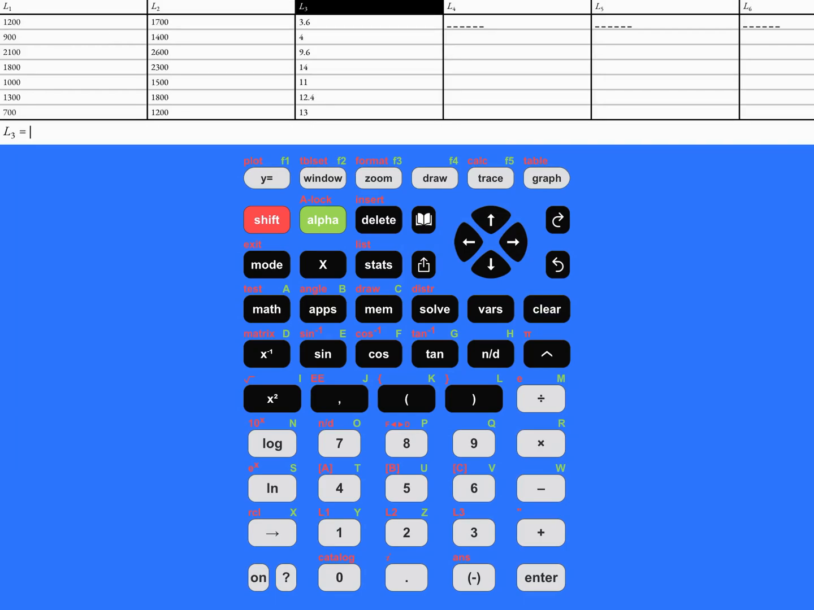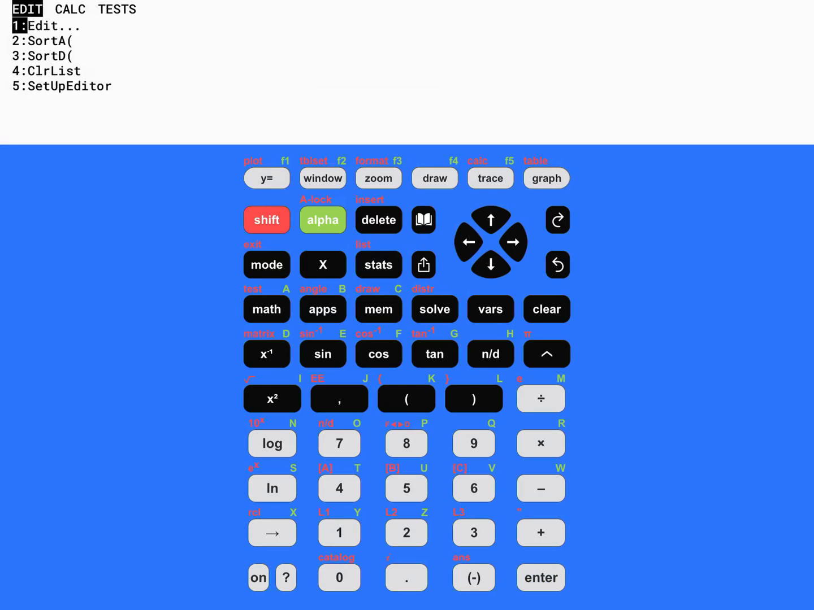So I'm going to go into L3. We're going to clear that out, and we're going to make it so everyone in L1 gets a 30% raise. So we're going to take L1 times 1.3, okay? 100% of the salary plus 30% more. And now I have new values for L3. So let's come back to stat. We're going to go over to calculate. We're going to choose option number 1. We're going to clear that out. And now we're going to drop an L3 in there. And we're going to calculate what that is.